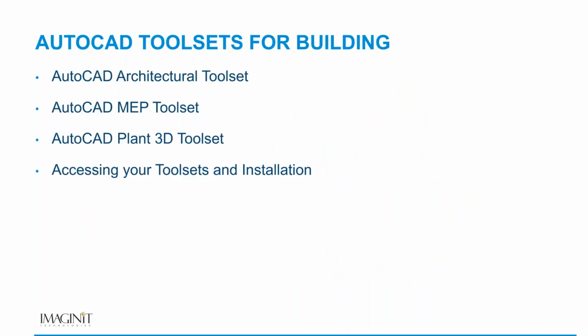So here's what we're going to be covering today. We're going to be covering the AutoCAD Architectural Toolset and the MEP Toolset. I will cover the Plant 3D Toolset, not necessarily because it's specifically building related, but in some cases you may need to use the Plant 3D Toolset to do plant layouts. Not necessarily all the equipment, but you may need it for stairs, things like that. And then last, how to access your tool sets and do your installation.